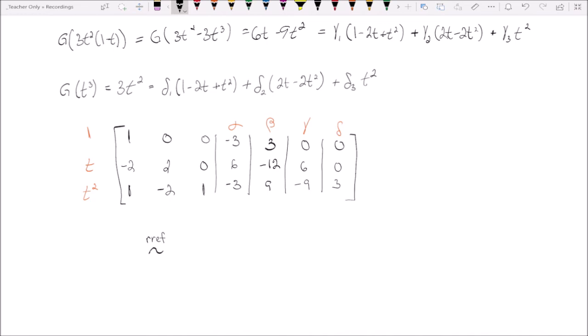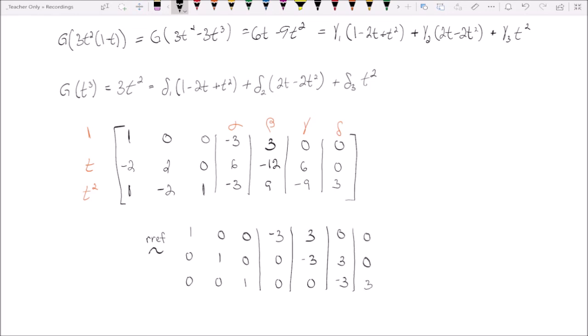When we go ahead and RREF this, we'll get the three by three identity augmented with -3, 0, 0. That'll be augmented with 3, -3, 0. That'll be augmented with 0, 3, -3. And that'll be augmented with 0, 0, 3. Right, so this is I3, the 3 by 3 identity.